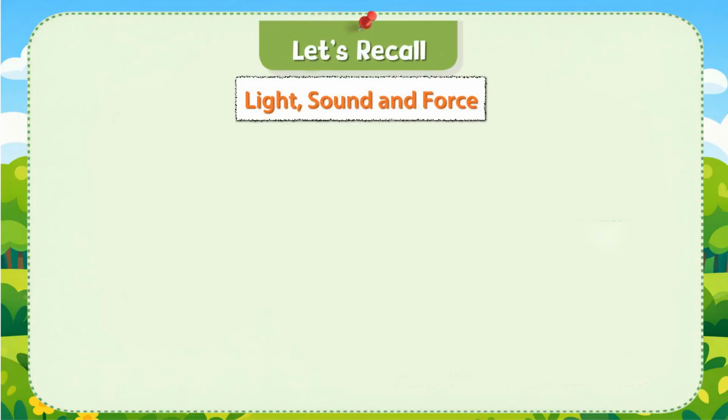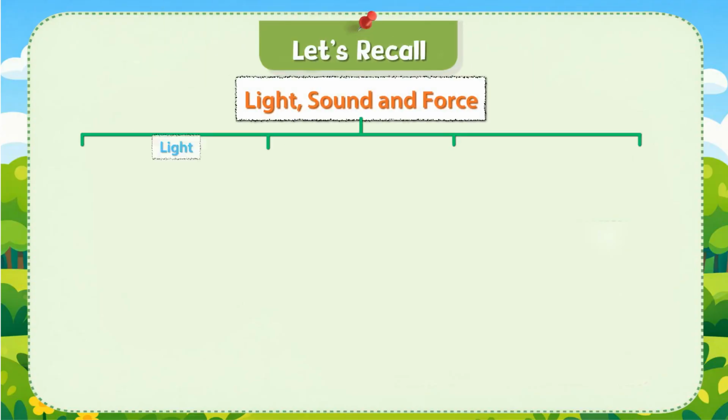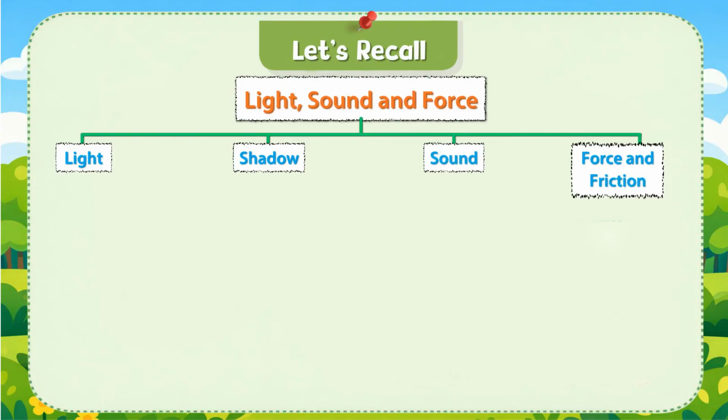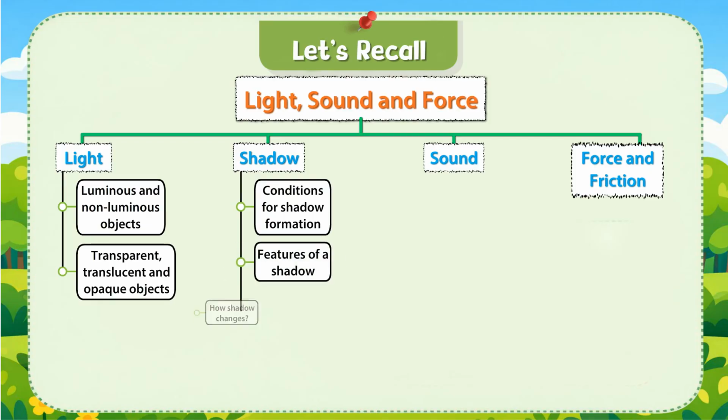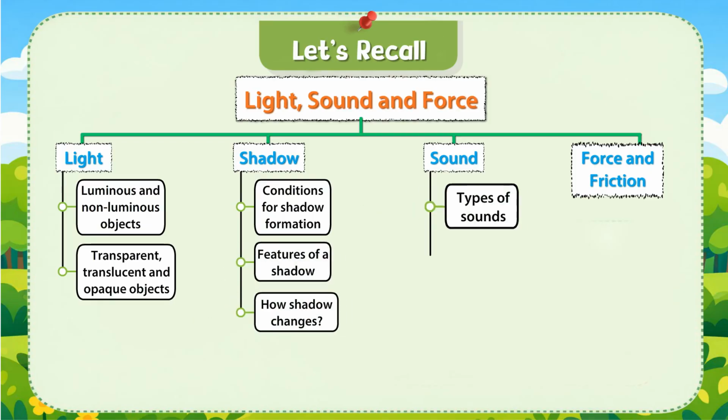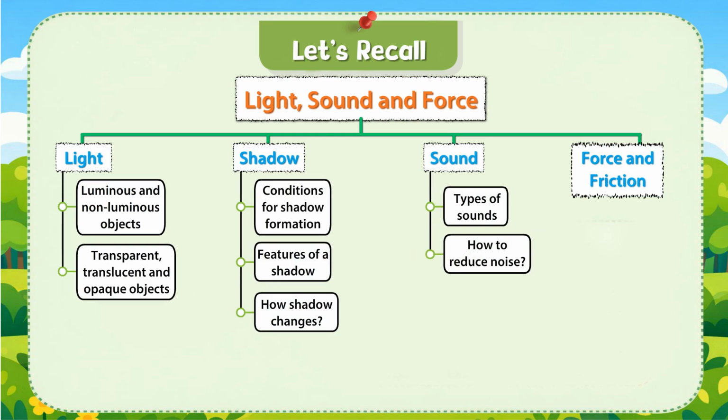Let's recall: light, sound and force. Light, shadow, sound, force and friction. Luminous and non-luminous objects. Transparent, translucent and opaque objects. Conditions for shadow formation. Features of a shadow. How shadow changes. Types of sounds. How to reduce noise. Force, friction.